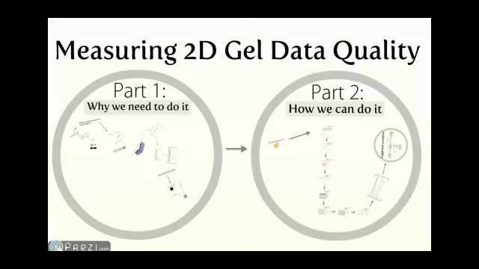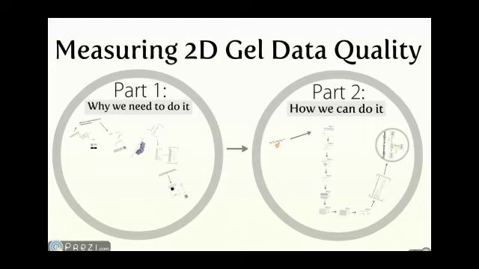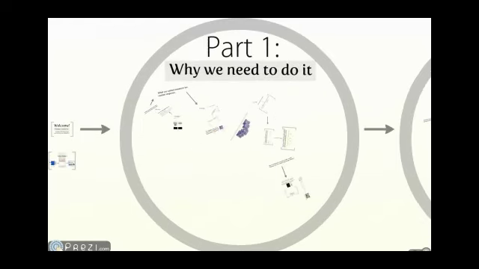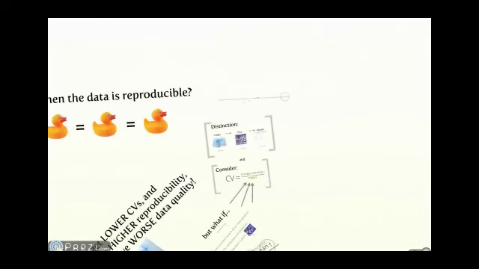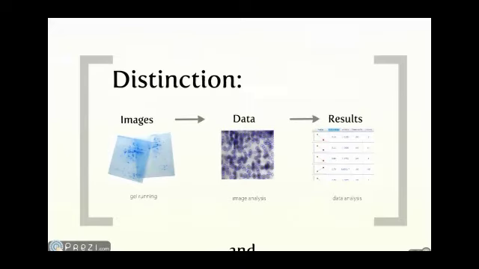So let's start with the first part, why we need to do it. As a start of that part, I'd like to spend 1 minute on the distinction. For those of you who followed our previous webinar, you recognize this. I think it could be helpful for you too to have in mind, as you go through the 2D gel electrophoresis workflow, to make a distinction between images, data, and results.